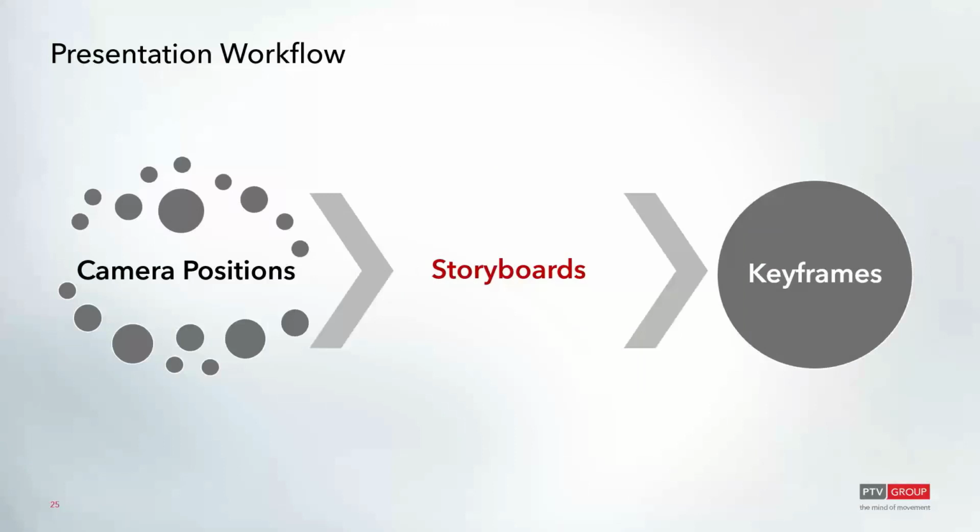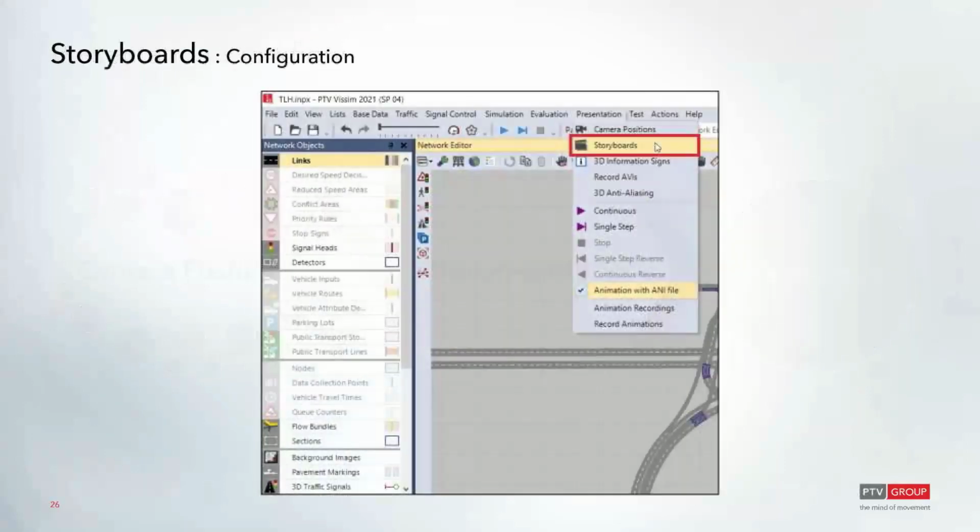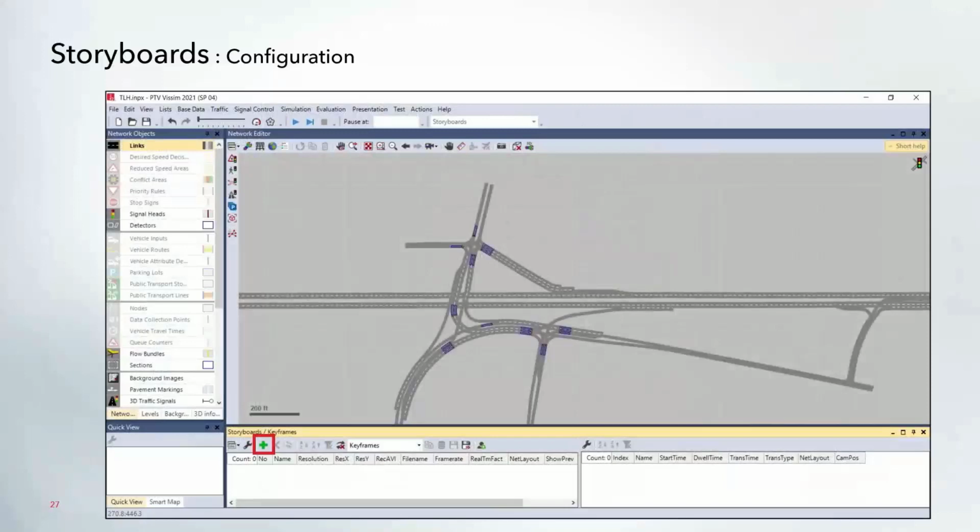All right, so now that we have those camera positions created, we can start to take a look at creating a storyboard. All of the storyboards are going to be housed under that presentation menu, and then under the storyboard selection right underneath the camera position. This is going to open up a storyboard list down at the bottom. From here, you can just select that green plus button, and that will get you started with a new storyboard that you can then edit.